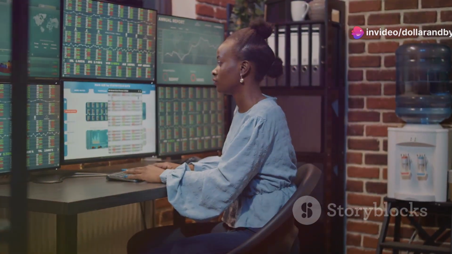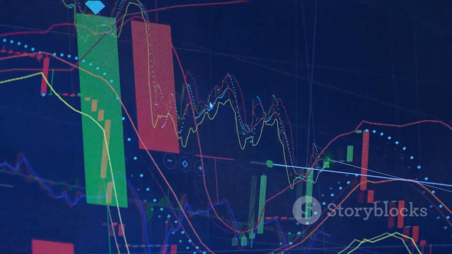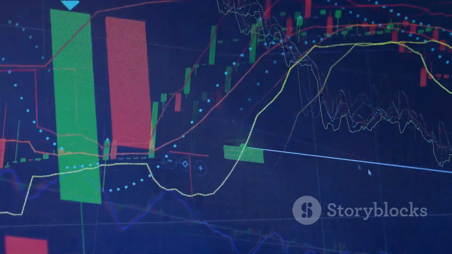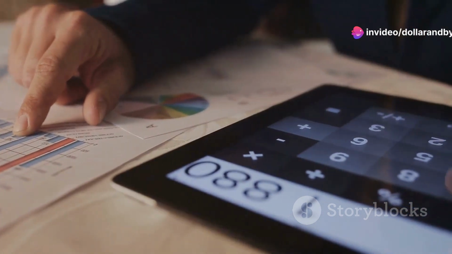The core of stock analysis lies in financial ratios. These ratios provide a quick snapshot of a company's financial health and performance. They are crucial tools that help investors determine the value of a stock and predict its future performance.